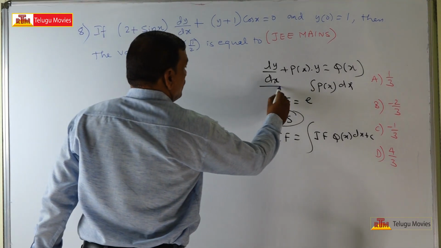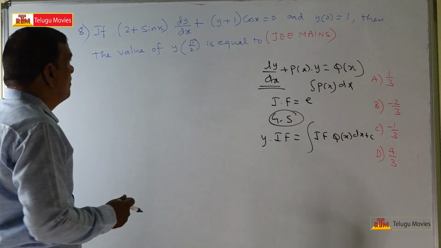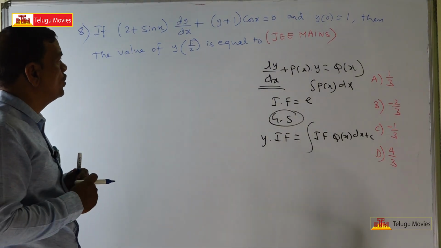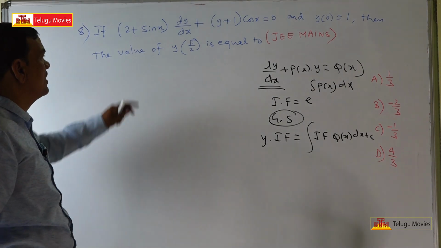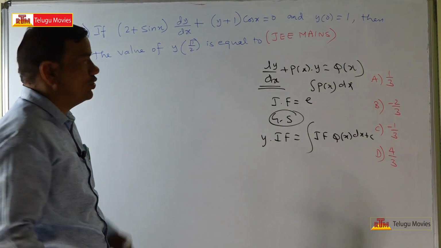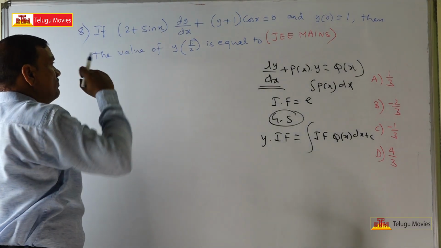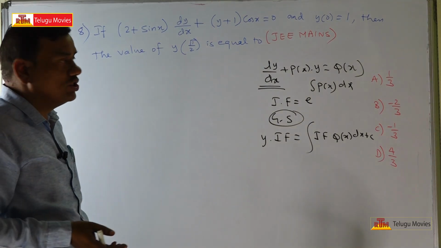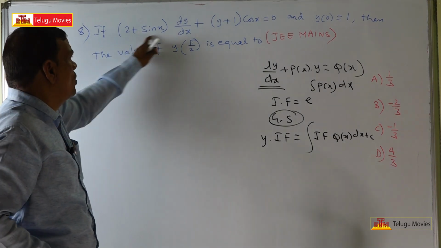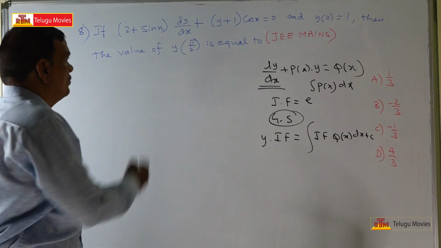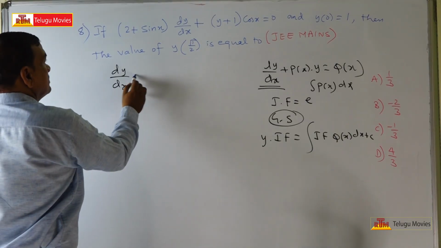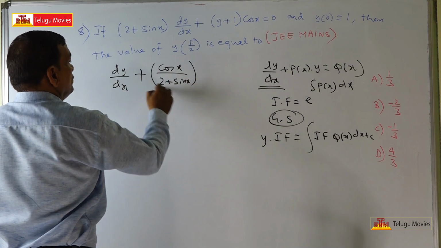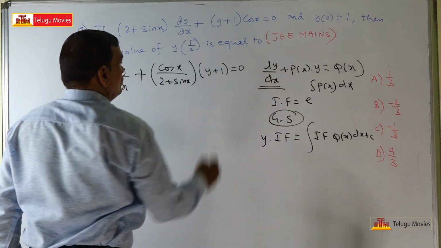Here, first of all, we should have only dy by dx, but the dy by dx coefficient is 2 plus sin x. So we can divide with 2 plus sin x. Why? Because 2 plus sin x is not equal to 0. The maximum value of sin x is 1 and the minimum value is minus 1, and at x equal to 0, sin 0 is 0 and 2 plus 0 is 2. So 2 plus sin x is never equal to 0. Therefore we can divide: dy by dx plus cos x by 2 plus sin x into (y plus 1) is equal to 0.